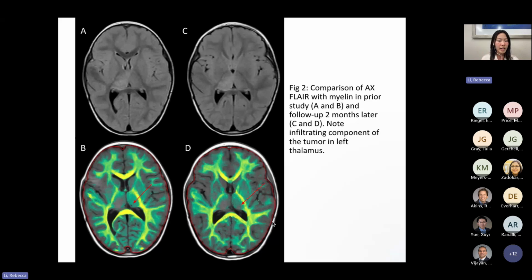And so we believe that these myelin maps could help us delineate the margins of poorly defined lesions and help monitor subtle changes over time, and maybe even help with surgical planning.